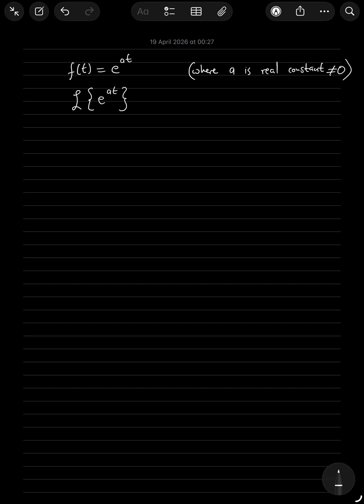So if you want to find the Laplace transform of this exponential, the general formula is going to be the integral from 0 to infinity of e to the minus st multiplied by f of t, which is now e to the at, dt. So we can rewrite this using the laws of exponentials. Same base, you add the powers, so I can rewrite this as e to the power s minus a t dt.